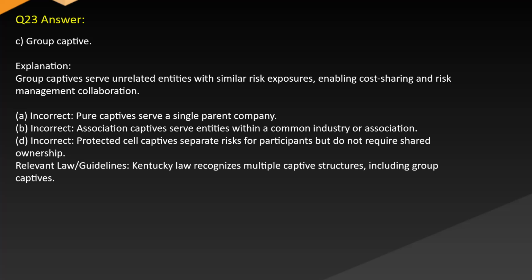Answer: C. Group captive. Explanation: Group captives serve unrelated entities with similar risk exposures, enabling cost-sharing and risk management collaboration. A. Incorrect. Pure captives serve a single parent company. B. Incorrect. Association captives serve entities within a common industry or association. D. Incorrect. Protected cell captives separate risks for participants but do not require shared ownership. Relevant law guidelines: Kentucky law recognizes multiple captive structures, including group captives.